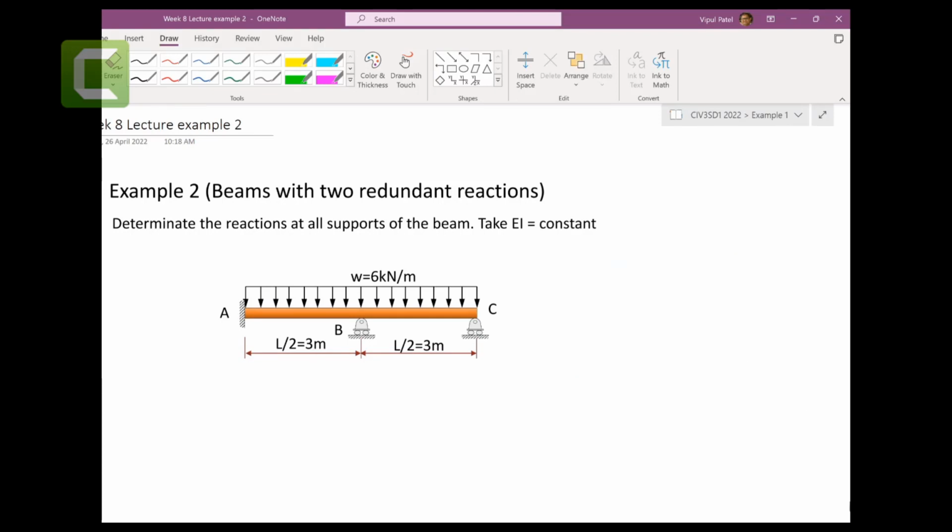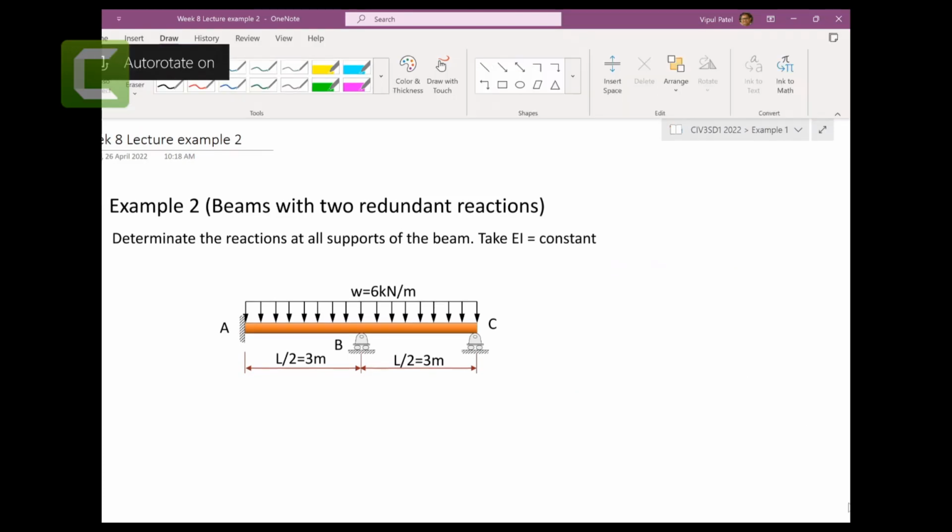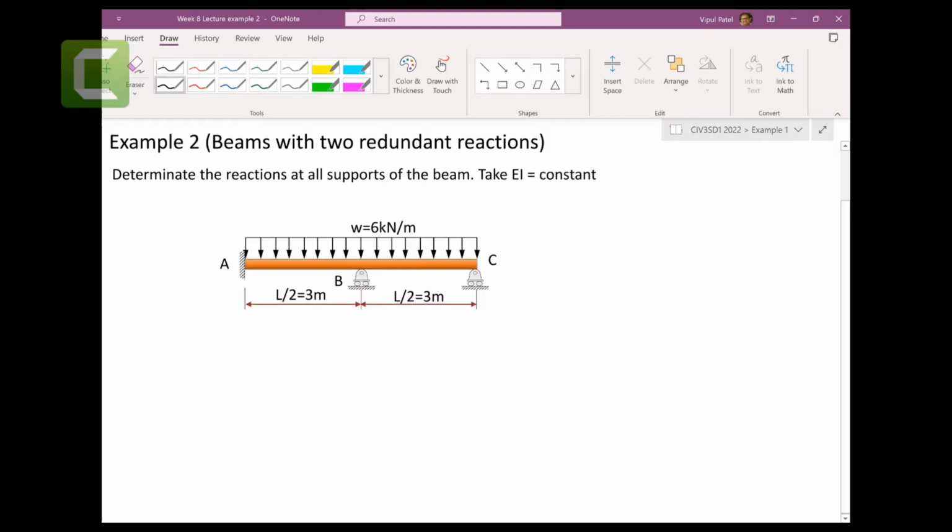Now, degree of indeterminacy equal to 2. Let me turn to an example showing you degree of indeterminacy equal to 2. Step number 1, we're going to determine the degree of indeterminacy.